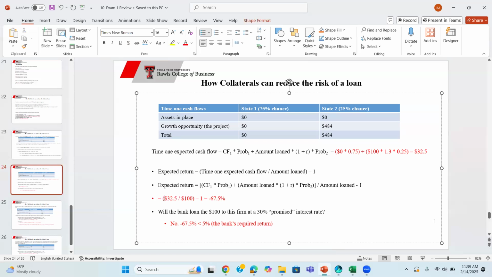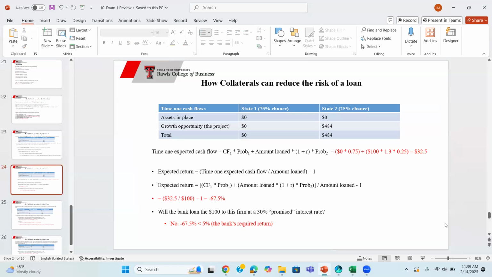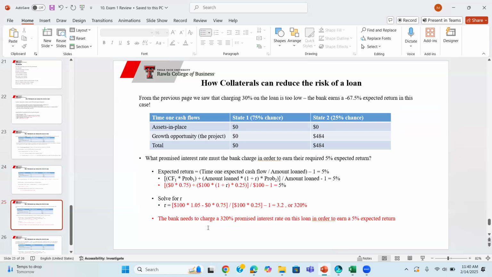You get it? So the thing is you have to think about your interest rate, 1 plus r here, and you need to find the cash flow 1 and cash flow 2, which are already given to you, and you just calculate these things to compare with your required return, right?